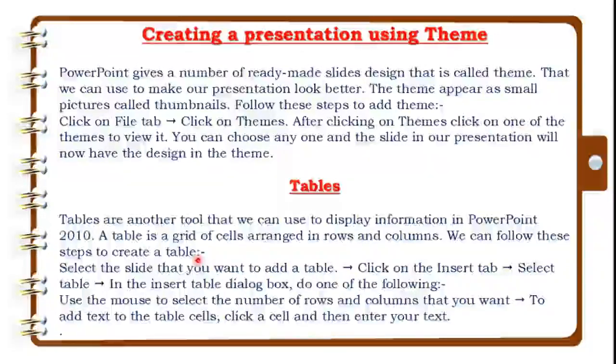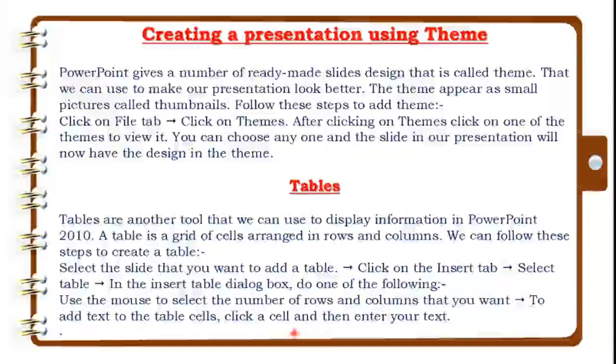First of all, you have to select the slide to which you want to add a table, then click on the Insert tab, and after that select the table. In the Insert Table dialog box, use the mouse to select the number of rows and columns that you want. If you want to add 3 columns, select 3 columns. If you want 3 rows, select 3 rows, depending upon your requirement.